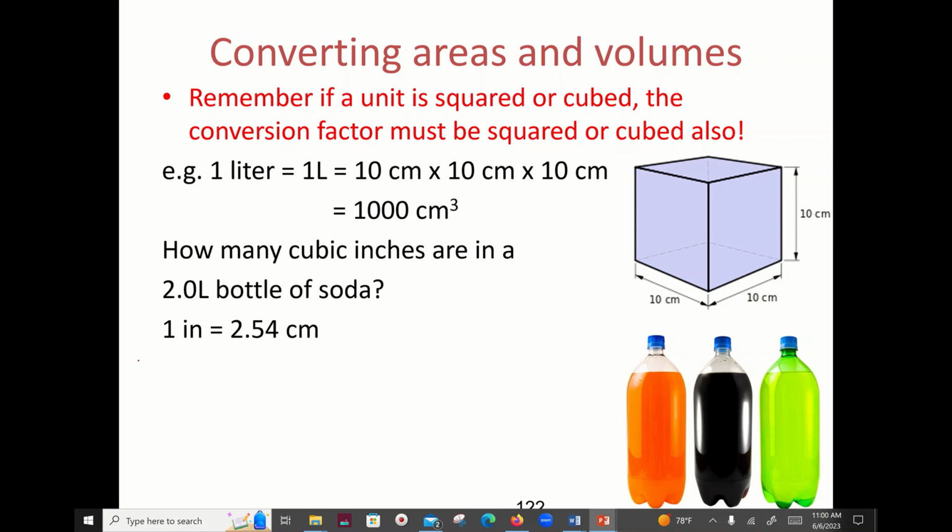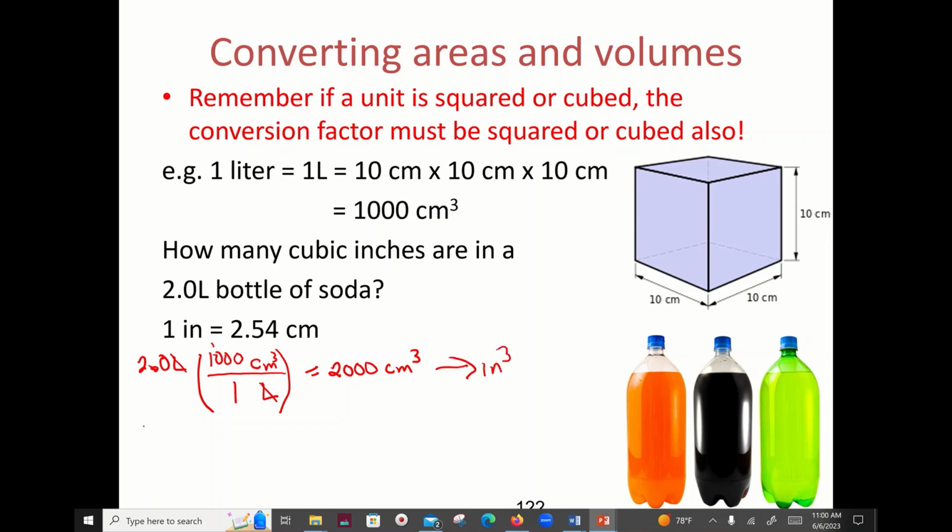All right, so we've got 2.0 liters, and I need to go to cubic inches. So first I can go from liters to centimeters cubed. Okay, so that's going to get rid of the liters. So there's 1,000 centimeters cubed in 1 liter. Okay, so that's going to be 2 liters is 2,000 cubic centimeters. Okay, so now I've got to turn that 2,000 cubic centimeters into cubic inches.